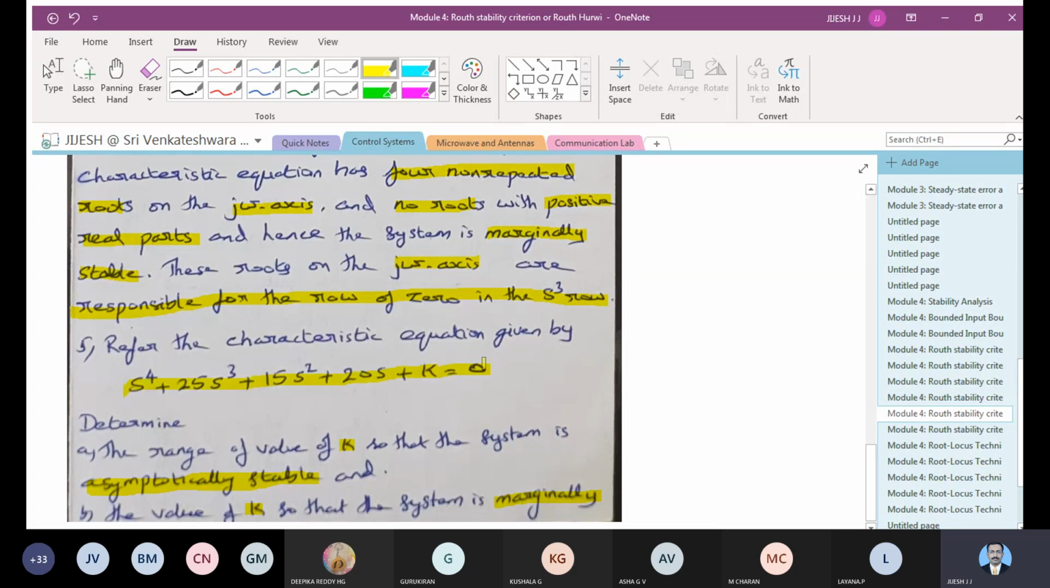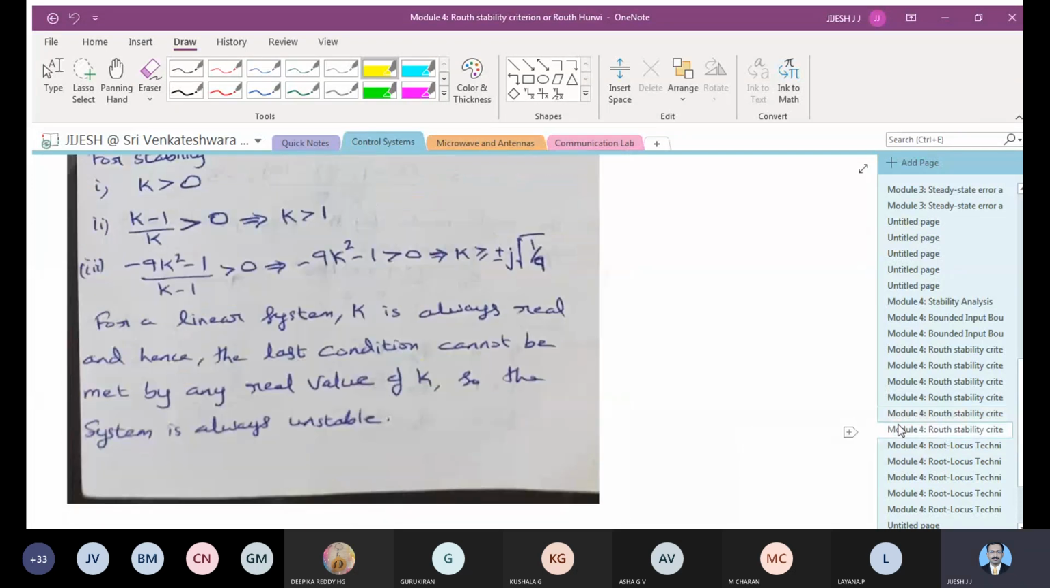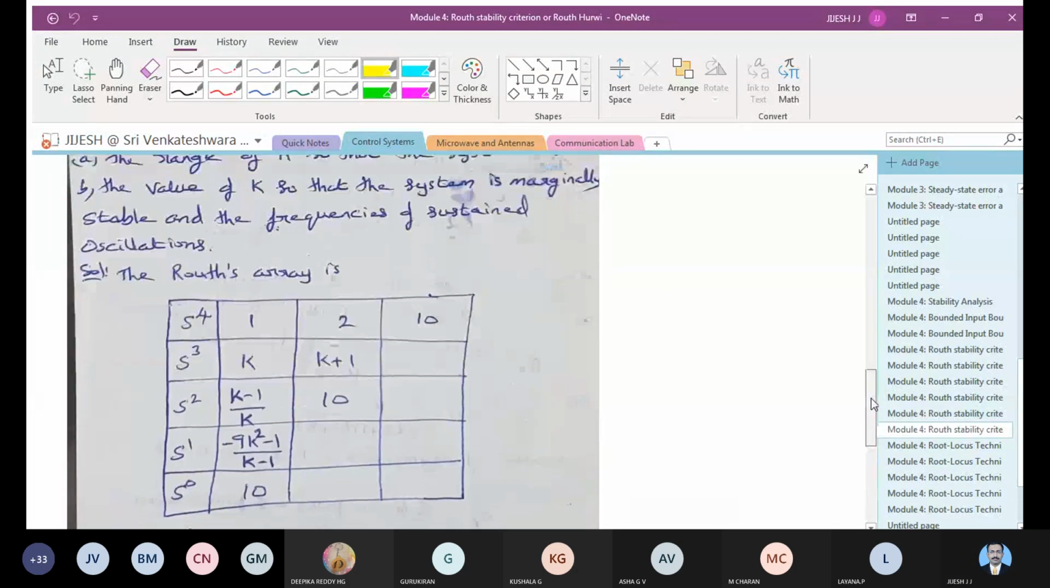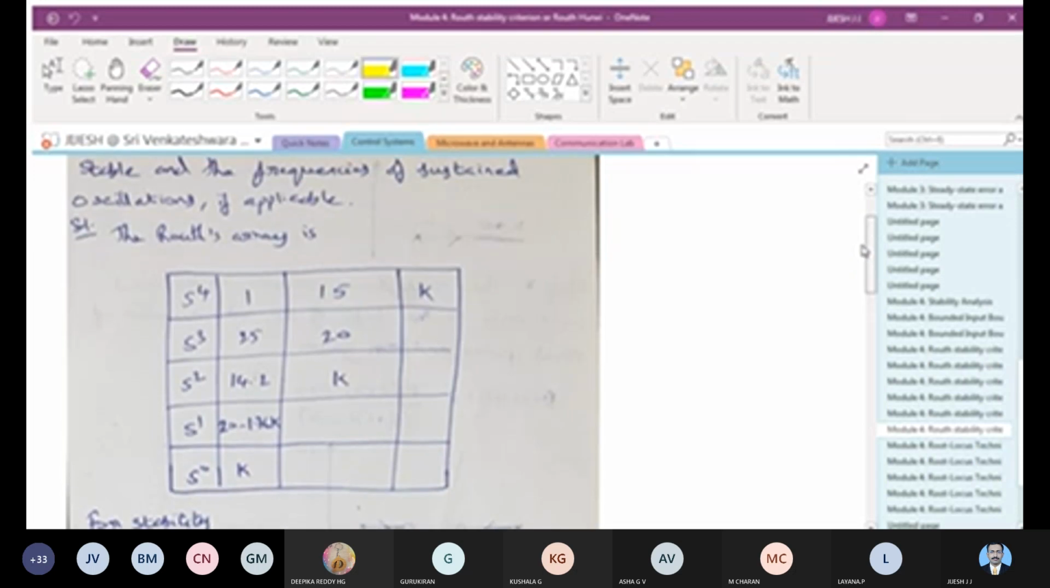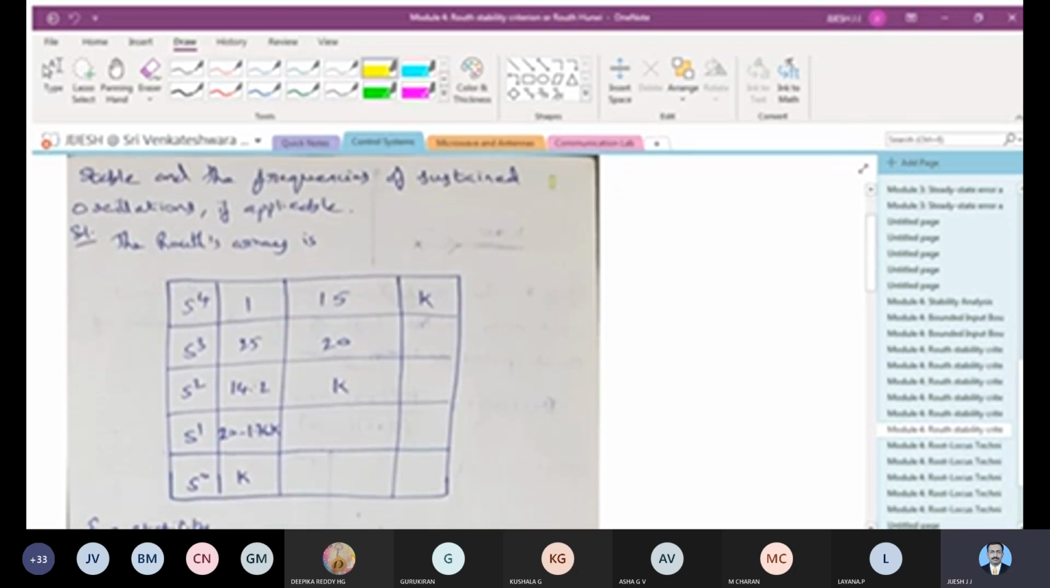Let us work on this problem and check whether the system is stable, marginally stable or unstable, or for what value of k the system is stable. That is what we are going to see now. Continue that question: marginally stable and the frequency of sustained oscillation, if applicable.